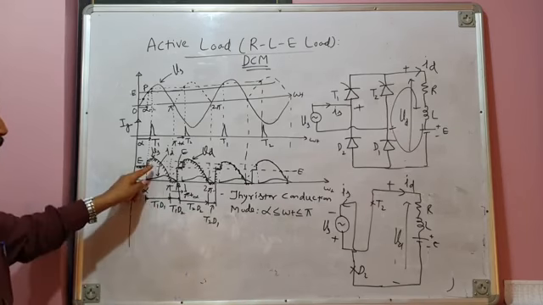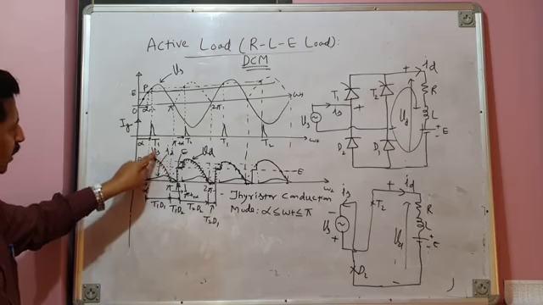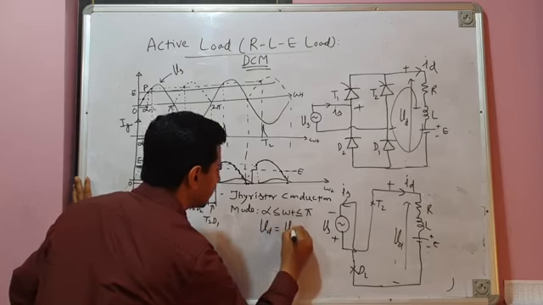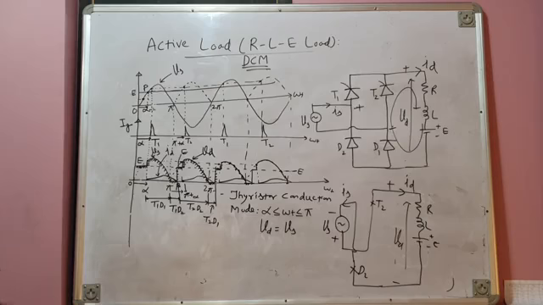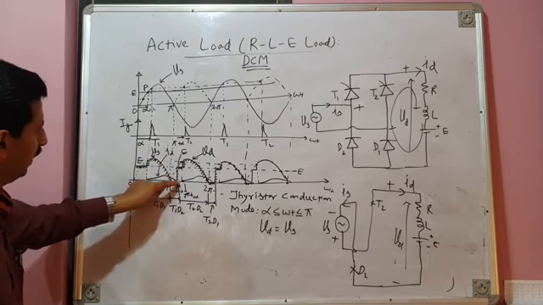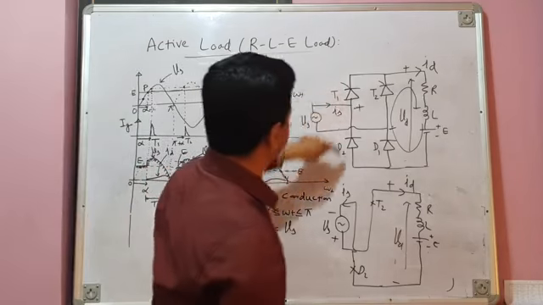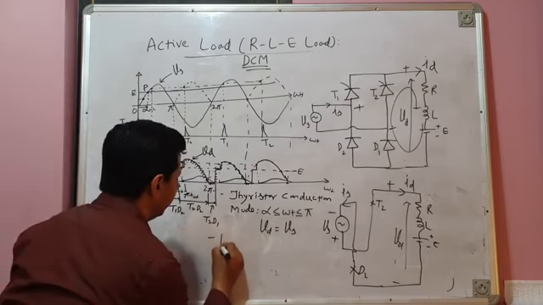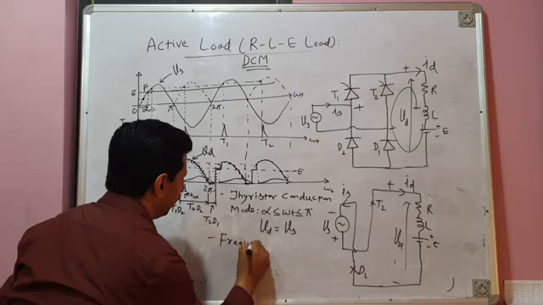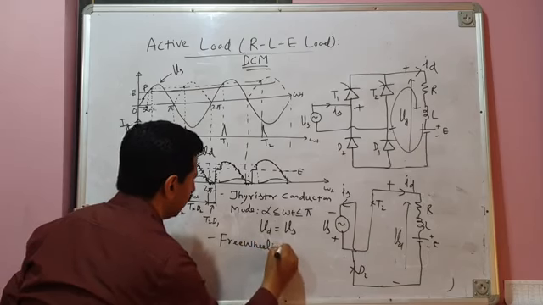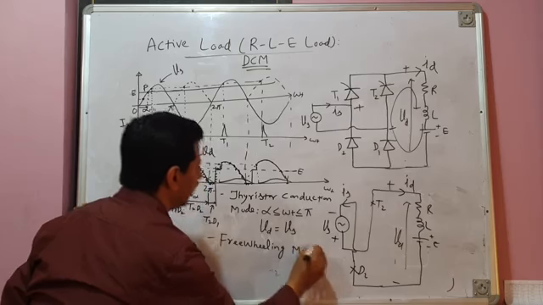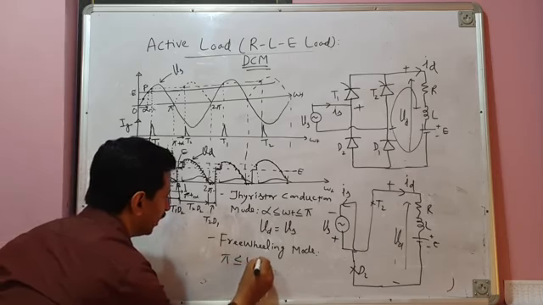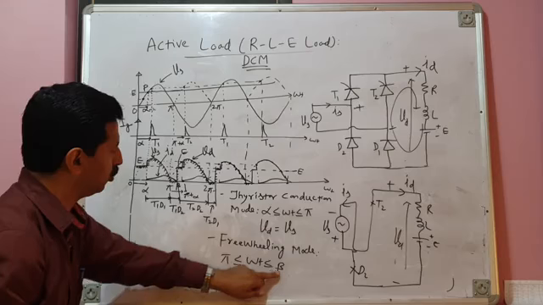And during this period, what is our load voltage? This is load voltage, and it is the same as source voltage. So during this period, load voltage VD is the same as source voltage. This is the first mode. This mode is followed by freewheeling mode, when the T1 and D2 pair is conducting. So freewheeling action takes place. So the second mode is freewheeling mode, and this freewheeling mode is from pi to beta, that is pi less than or equal to omega t less than or equal to beta.